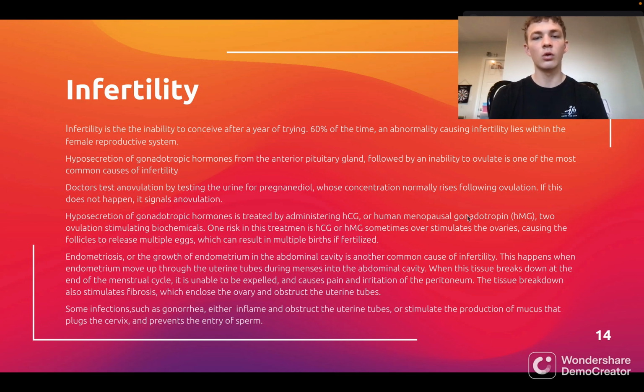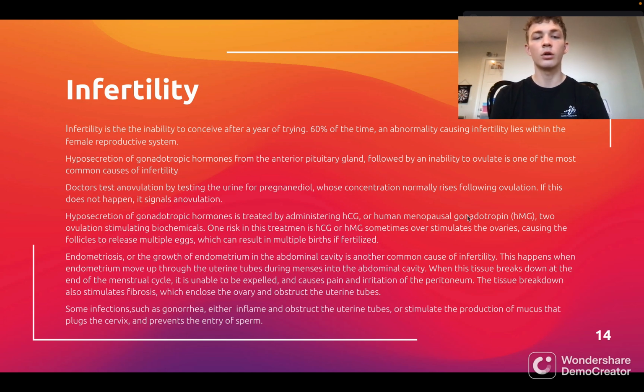Hyposecretion of gonadotropic hormones from the anterior pituitary gland, followed by an inability to ovulate, is one of the most common causes. This inability to ovulate, or anovulation, is found by testing the urine for pregnanediol, whose concentration normally rises in the body following ovulation. If this does not happen, it signals anovulation.